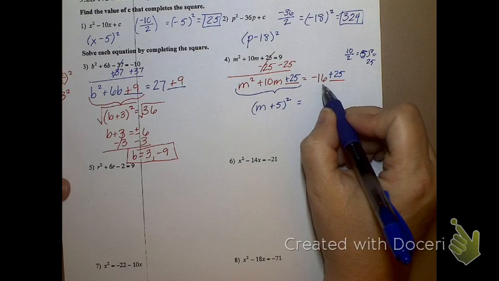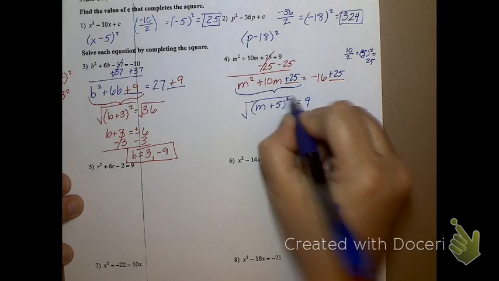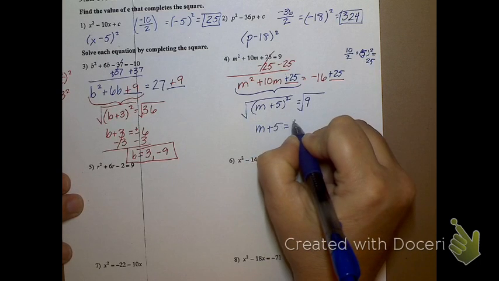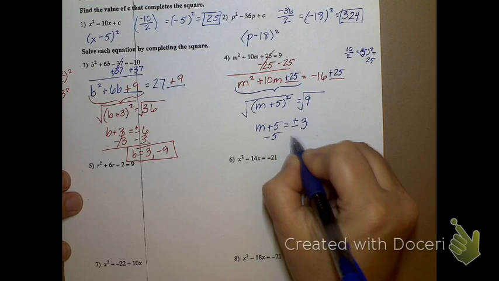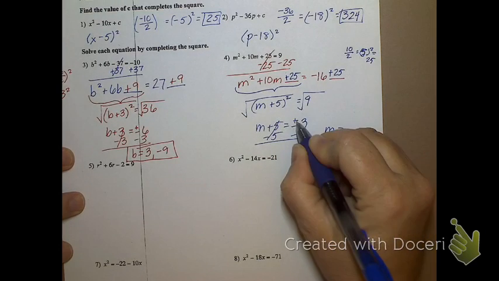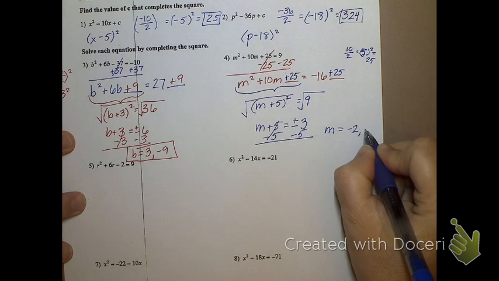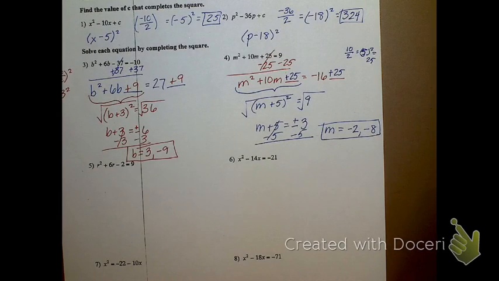What's negative 16 plus 25? 9. Square root both sides, and I get m plus 5 equals positive and negative 3. Yep. Subtract 5. M equals positive 3 minus 5 is negative 2. Negative 3 minus 5 is negative 8. So far, so good. Yep.